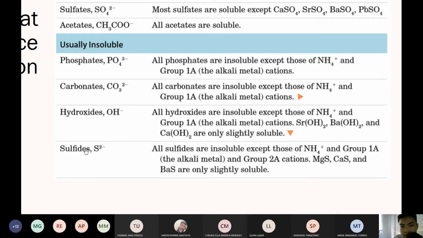And then lastly, we have the sulfides. Okay, so sulfides are insoluble except those of ammonium, group 1, group 2. So sulfides, insoluble siya unless you pair it with ammonium, group 1 and group 2. Magnesium, calcium, barium are only slightly soluble. Okay? So basta ang iyong katayon ay ito, group 1 at group 2, soluble siya.